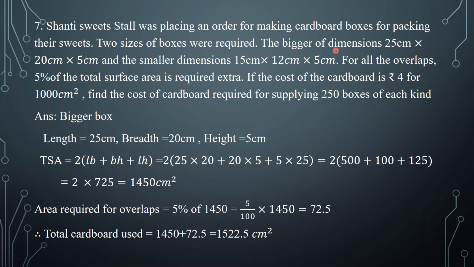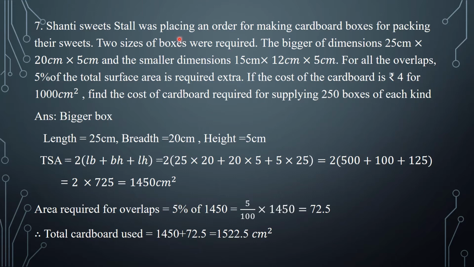The bigger box of dimensions 25 cm into 20 cm into 5 cm and the smaller box of dimensions 15 cm into 12 cm into 5 cm. For all the overlaps, 5% of the total surface area is required extra. If the cost of the cardboard is rupees 4 for 1000 cm square, find the cost of cardboard required for supplying 250 boxes of each kind.